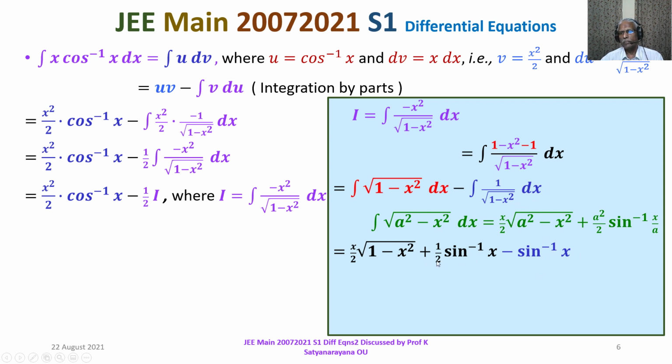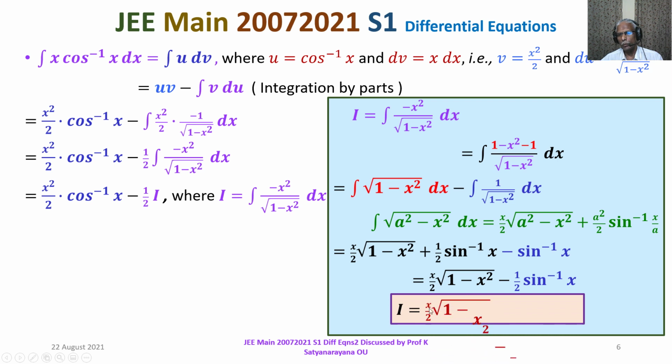So half sine inverse x minus sine inverse x will be minus half sine inverse x. The first term is x by 2 under the square root of 1 minus x square. So the I value is x by 2 under the square root of 1 minus x square minus 1 by 2 sine inverse x. The I value we have obtained here.